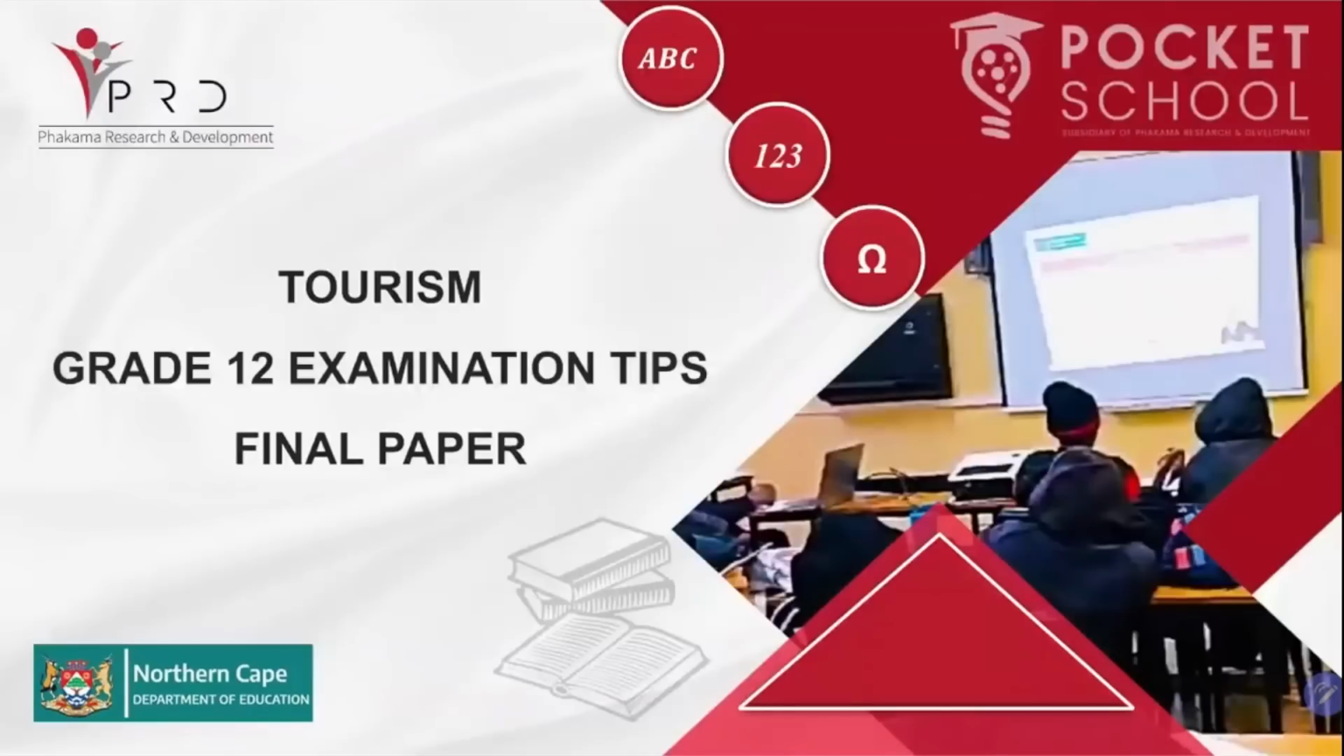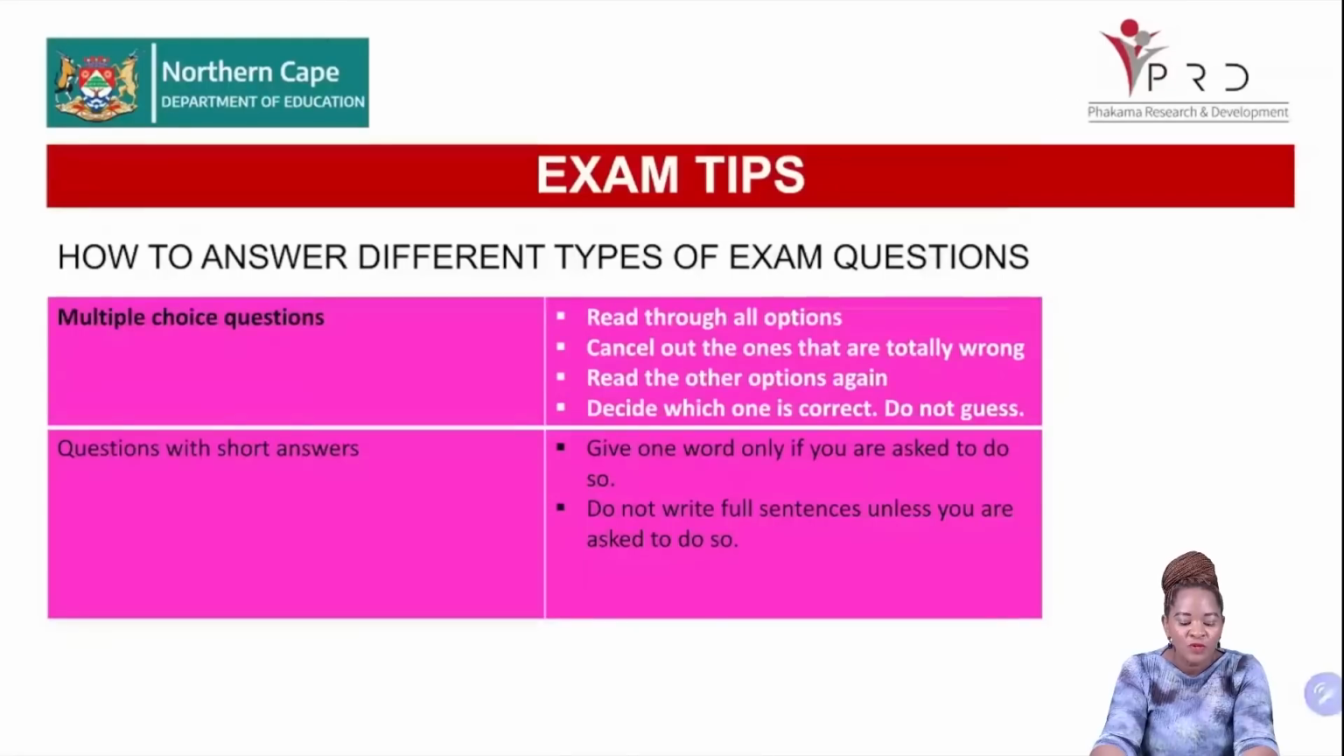Now, let us look at the examination tips, grade 12 learners, which is very important for you to pay attention to because they are actually going to assist you in the exams. Under multiple choice questions, you must be able to read through all options, cancel out the ones that are totally wrong. That's what you need to do. Read the other options again. Remember, you are always given A, B, C, and D. That's what we are talking about here.